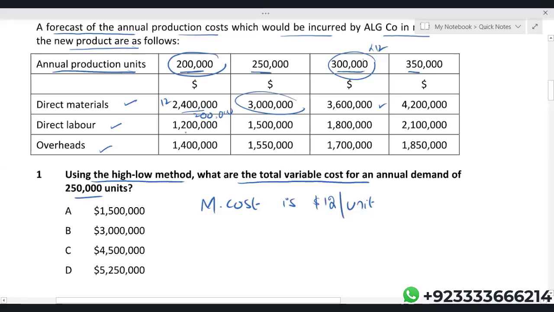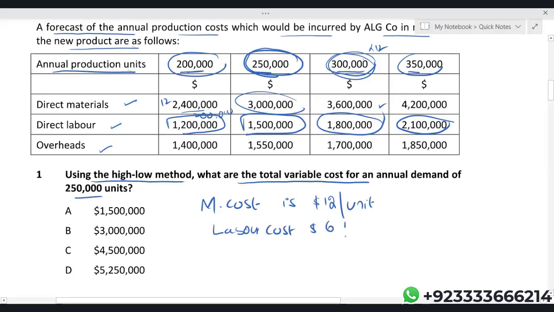Direct labor, please, students, I want you to use your calculator. 1.2 million divided by 2 lakh, you will get 6. 1.5 million divided by 2 lakh 50,000, you will get 6. 1.8 million divided by 3 lakh, you will get 6. Even if you check 2.1 million divided by 3 lakh 50, you will get 6. So direct labor cost is obviously variable, and it is $6 per unit.